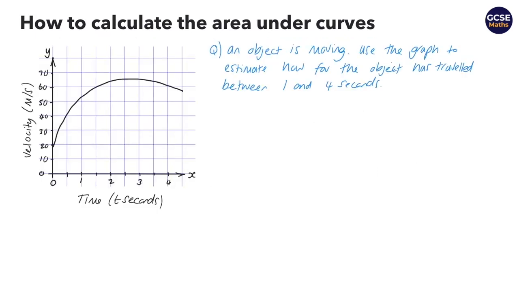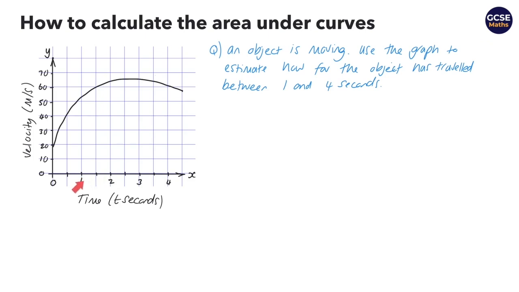So here we have a question that says an object is moving, and then it says use the graph to estimate how far the object has travelled between 1 and 4 seconds. So like we did before, we draw some trapeziums and then we calculate the area beneath the curve. Now, depending on how accurate you want this, depends on how wide the trapeziums will be. You could draw them a whole 1 unit, or you could draw them half unit, or in some cases 1.5 units. This all depends on how accurate you want the answer to be.